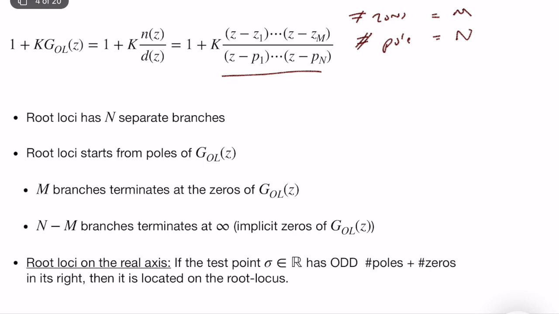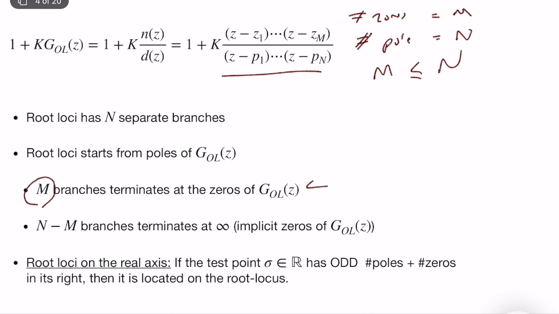Of the n branches, m, where we know that m is less than or equal to n, terminate at the zeros of the open-loop transfer function, and n minus m branches terminate at infinity, which are called implicit zeros of the open-loop transfer function. Good. So for example, if you have 3 poles and 1 zero, 1 pole will go to the zero, and 2 poles will technically diverge to infinity.